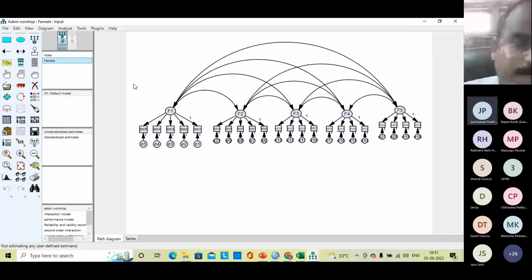The operation is the same. Go to this icon. Please look at my cursor movement. Go to this icon. It is showing select data file. Select data file.